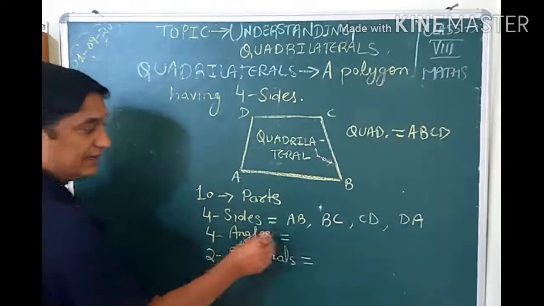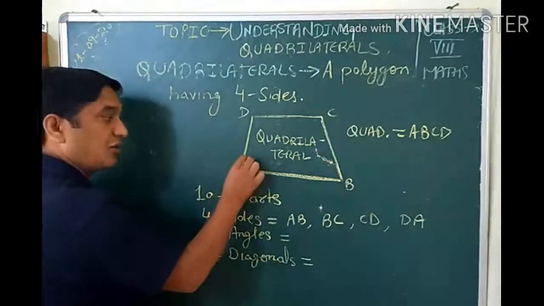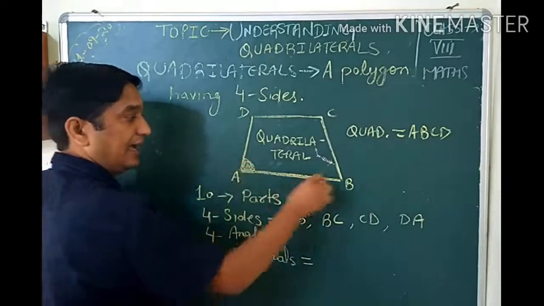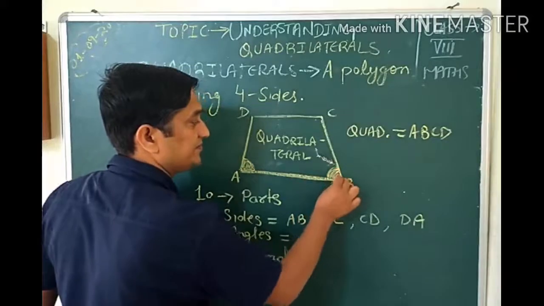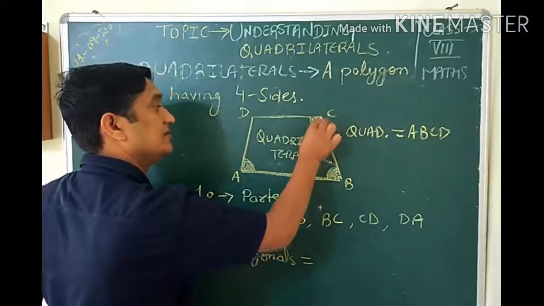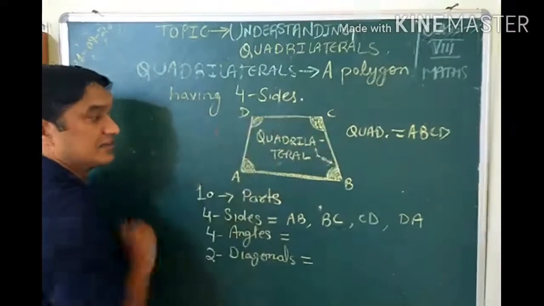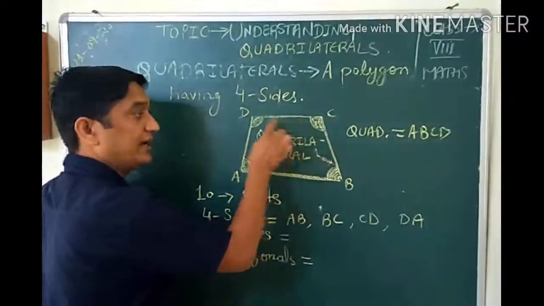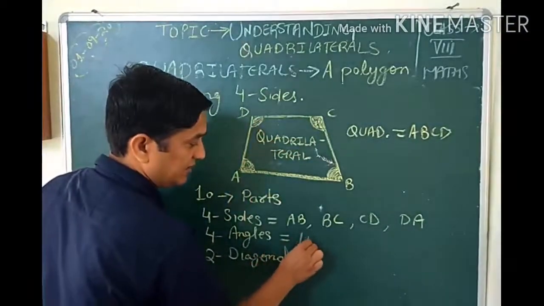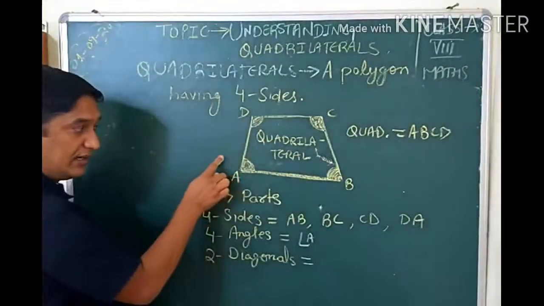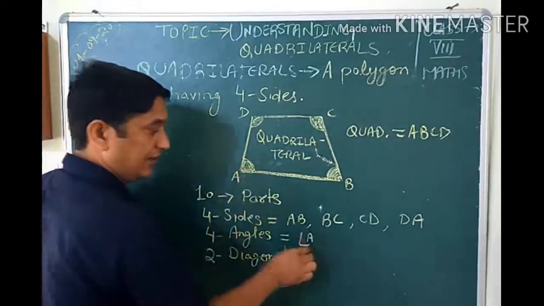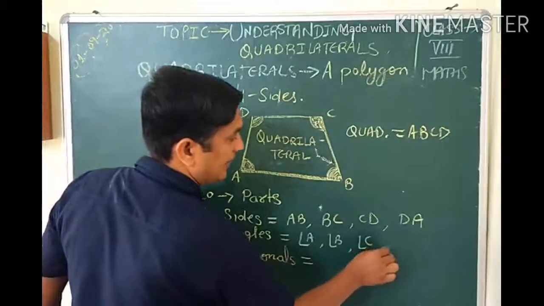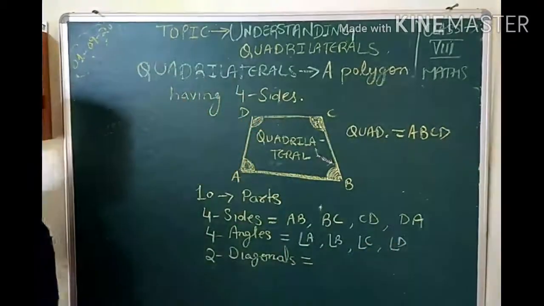Then comes 4 angles. So children, angles are what? Angles are the corners. These corners are termed as angles. This and this. So it means it has how many angles? Angle 1, 2, 3 and angle 4. So children, we can write down every quadrilateral has 4 angles. Angle A, angle B, angle C and the last one angle D.